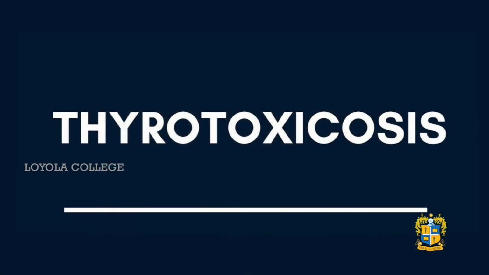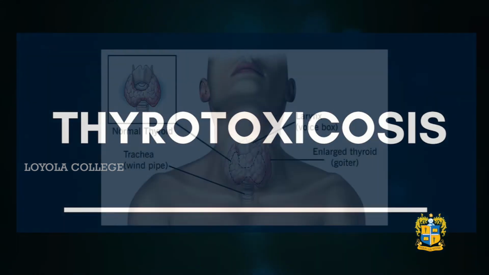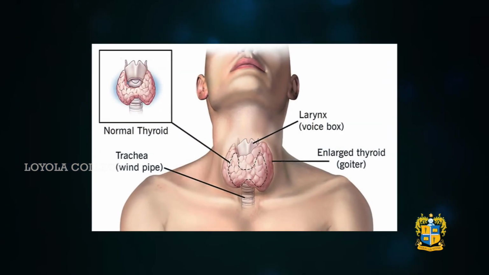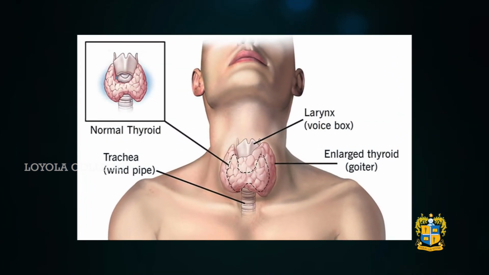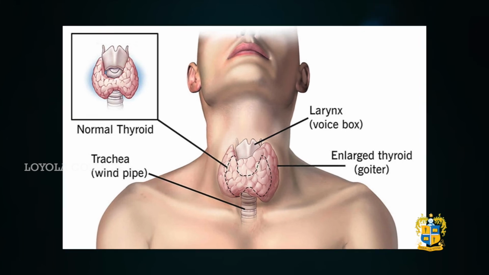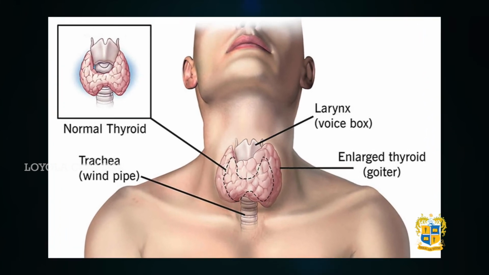Thyrotoxicosis is the term given when there is too much of thyroid hormones in the bloodstream. It may be a result of overactivity of the thyroid gland, as in Graves' disease. So what is this? This is actually the inflammation of the thyroid or a benign thyroid tumor.